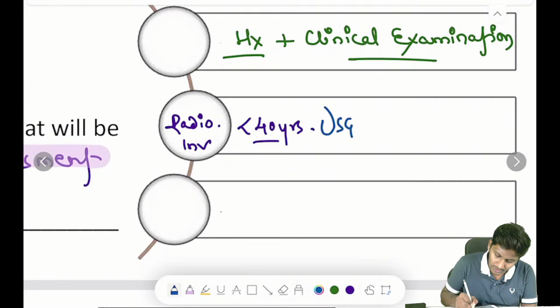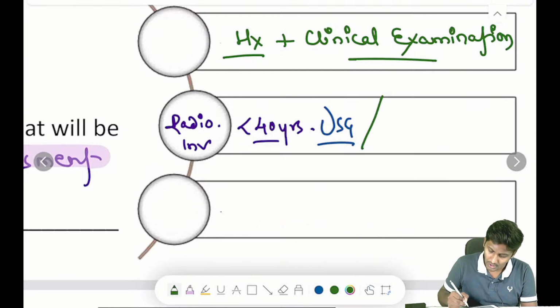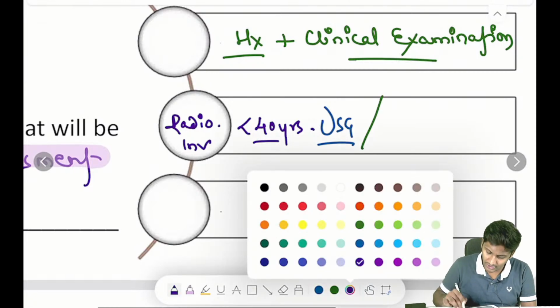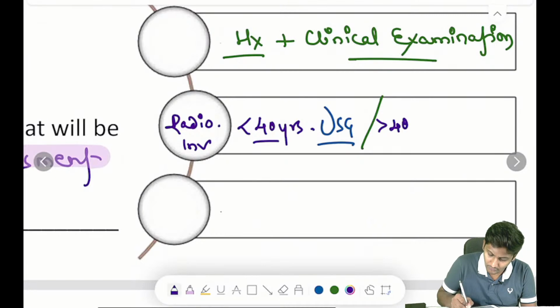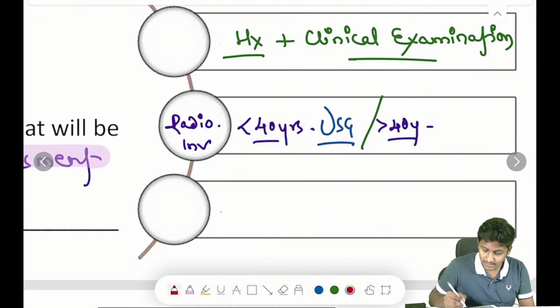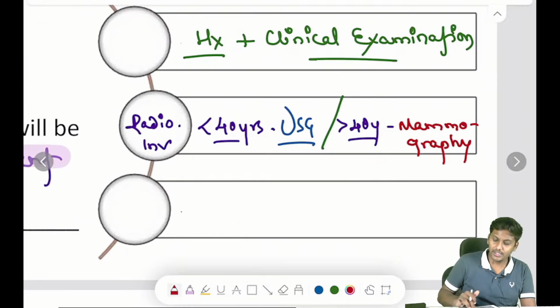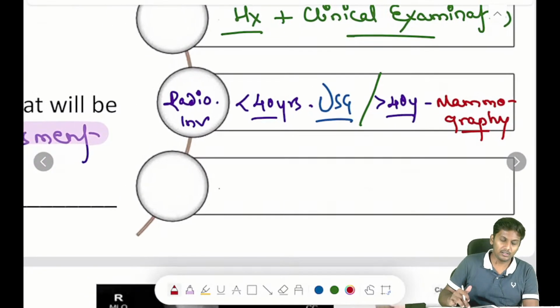If a young patient comes to us with a breast lump, then for radiological investigation we are going to send the patient for an ultrasound. Whereas if a patient more than 40 years of age comes to us, we can send that patient for a mammography. कोई दिक्कत नहीं है बच्चे, that has to be remembered. ठीक है, so please remember this.